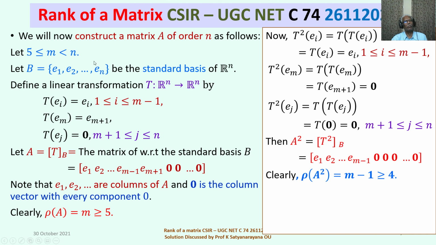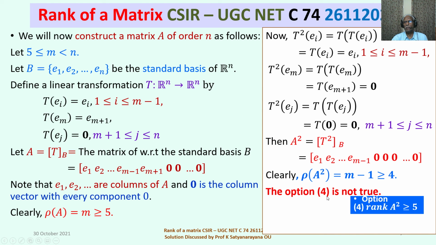Since m is greater than or equal to 5, therefore m-1 is greater than or equal to 4. But your option 4 says the rank of A squared is greater than or equal to 5, which is not true. So therefore option 4 is not true. So our final answer is that options 1 and 3 are true.